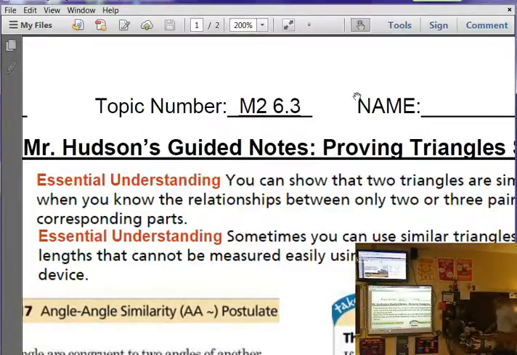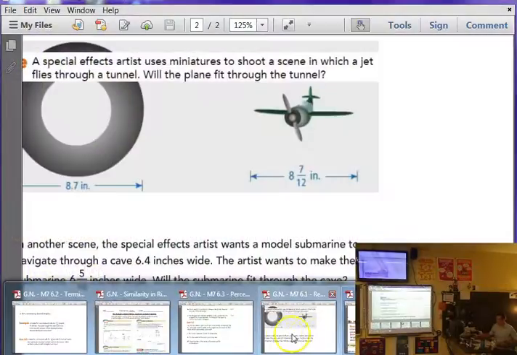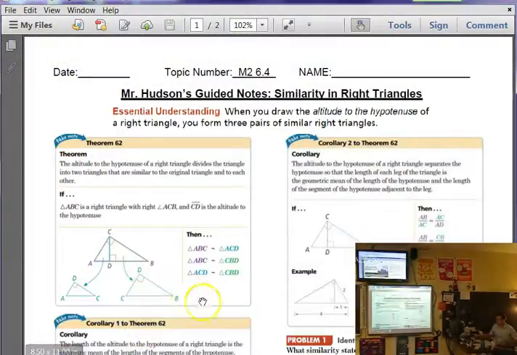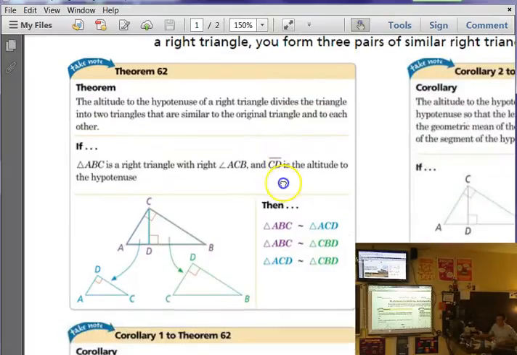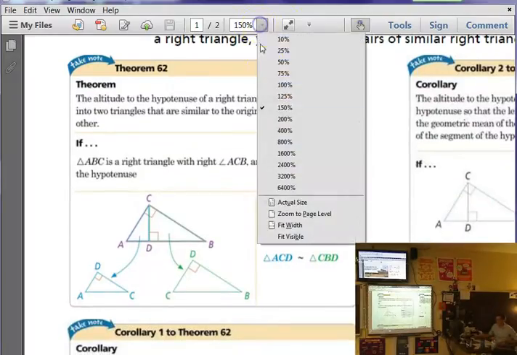So the most important thing that you need to double, triple, quadruple check yourself on is, am I relating the correct sides to each other? And this is why I'm so cautious about this.